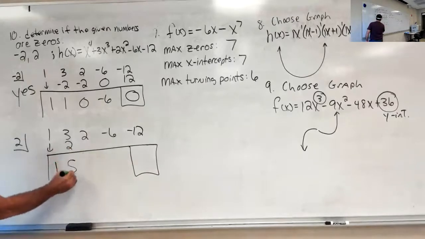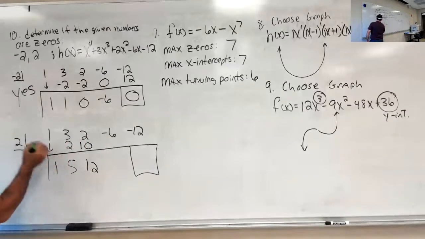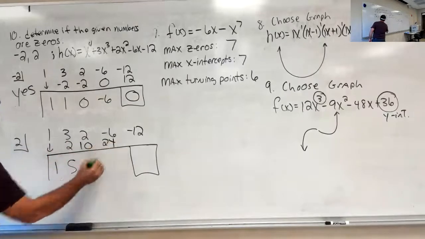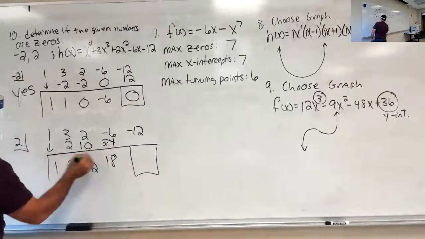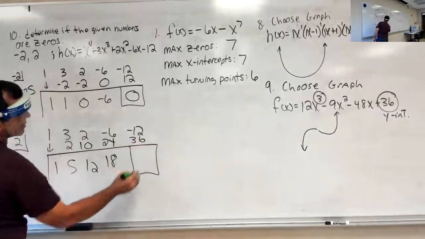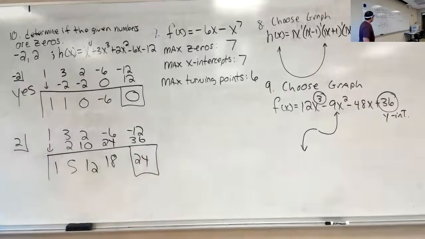3 and 2 is what? 5 times 2 is 10. 2 and 10 is 12. Times 2 is 24. Ooh, 24 minus 6 is 18. Times 2 is 36. And that don't look like a 0. So I'm getting like a 24 remainder. So that means no for the positive 2.